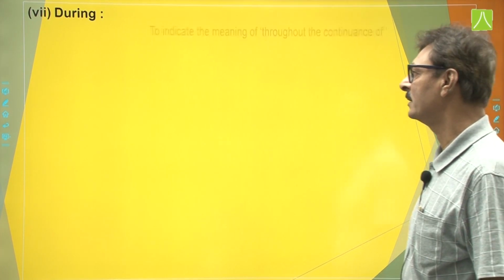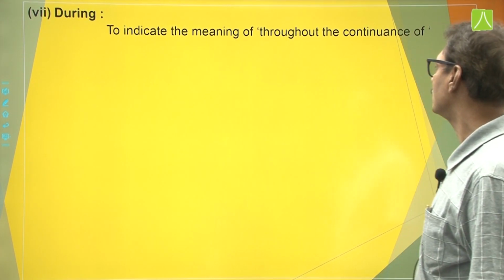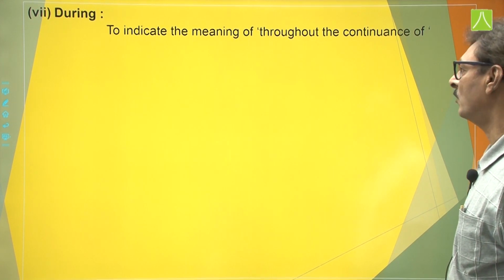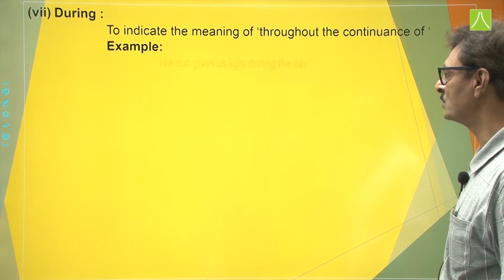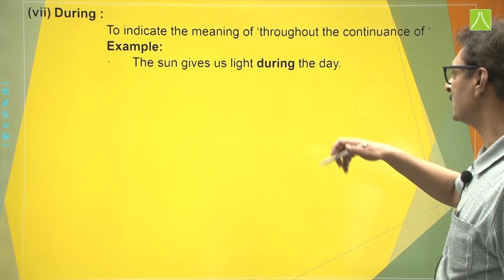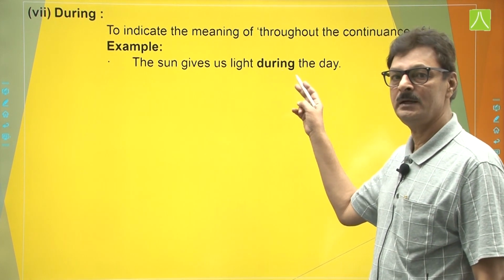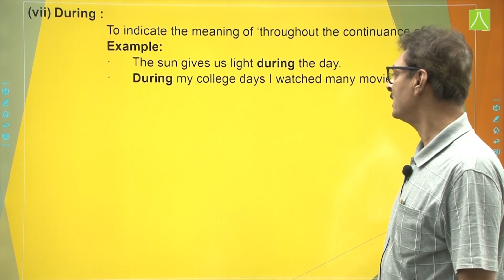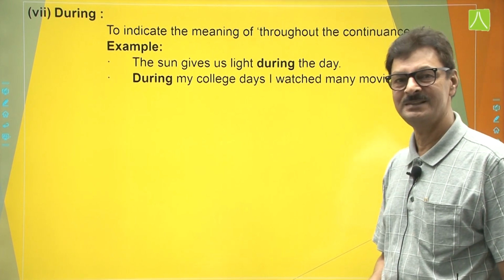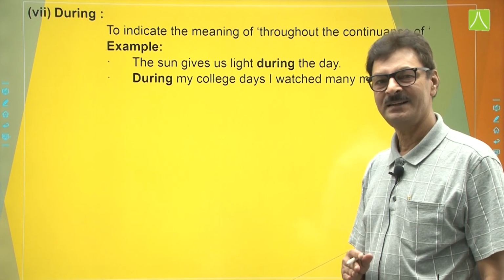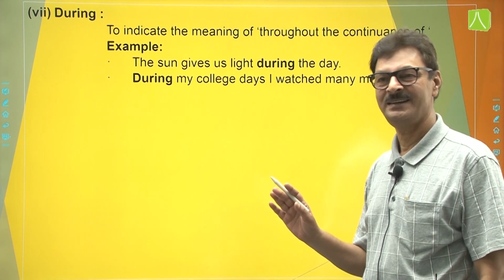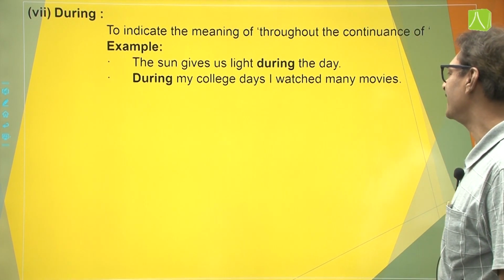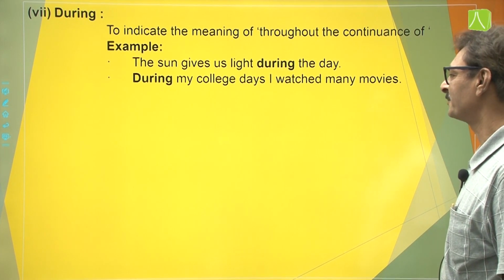Next, during. To indicate the meaning of throughout the continuance of. This is the way during is used. उस अंतराल में. The sun gives us light during the day. During that period, it gives the light. During my college days, I watched many movies. आप पढ़ाई करना, movies मत देखना, है ना? So during my college days, I watched many movies.